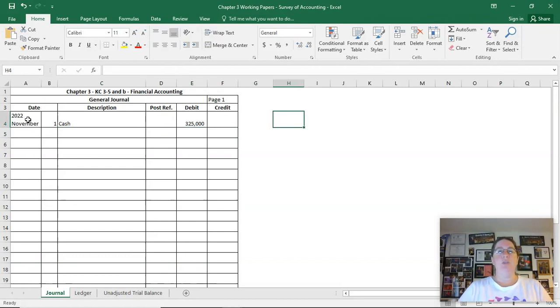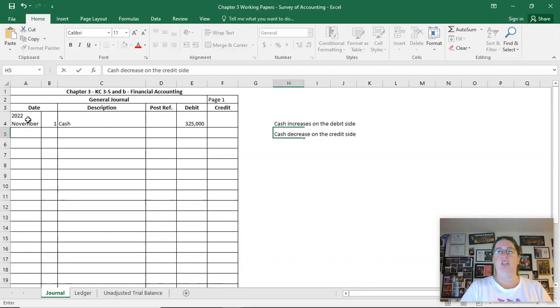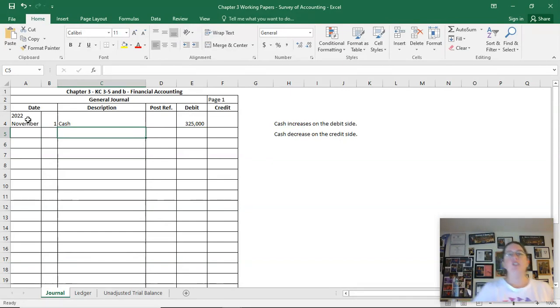Something I like to do because it really helps is kind of make a little note over here, especially for first year accounting students, because cash is going to be a majority of the transactions that you're going to see. Okay. So just a little note on the side so that we have that. Now, your debits and your credits have to equal. Your whole accounting has to be in balance, okay? So we debited cash for $325,000.